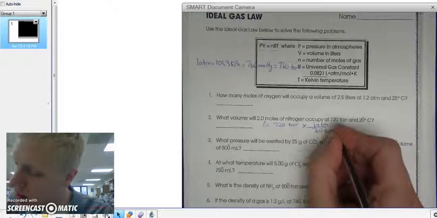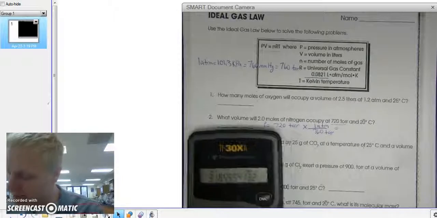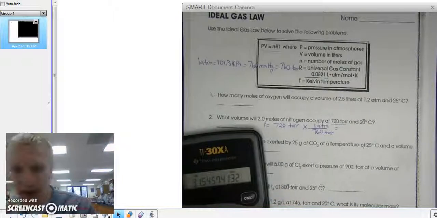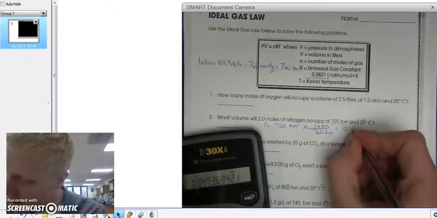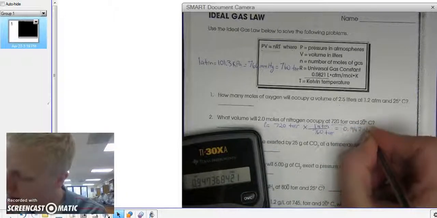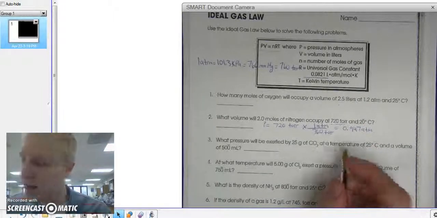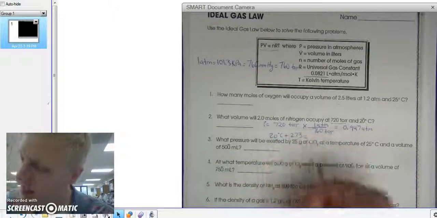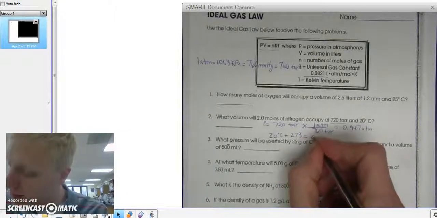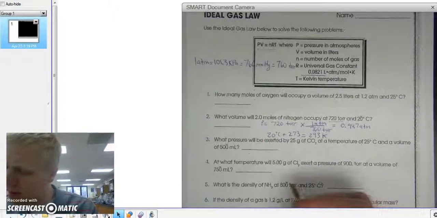In order to solve this, you're going to need a calculator. Good thing I have mine. You should have yours too. Alright, 720 divided by 760 equals 0.947 atm. And in my Celsius, whenever I do gas laws, I've got to be in Kelvin. So I'm going to take my 20 degrees Celsius and add 273 to convert it to Kelvin, and that's going to equal 293 Kelvin. I've got 2 moles, that looks good.